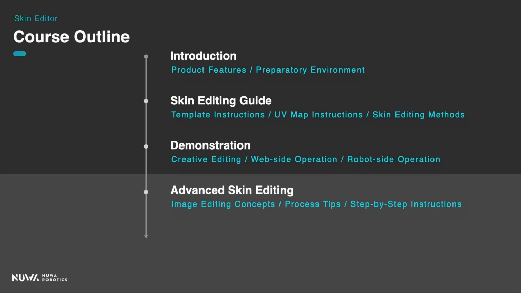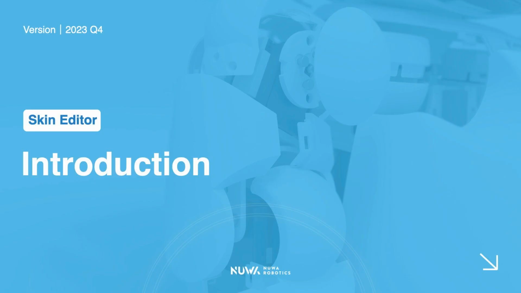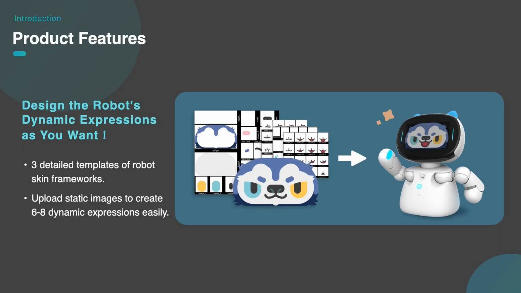In the following courses, we will proceed from the introduction, skin editing guide to the demonstration, and finally, supplementary explanations of advanced skin editing. Chapter 1, Introduction. The skin of the NUA robot represents its face, consisting of components such as facial contours, features, and decorations. Through the skin editor, you can assemble all object images into a complete face and display dynamic expressions.